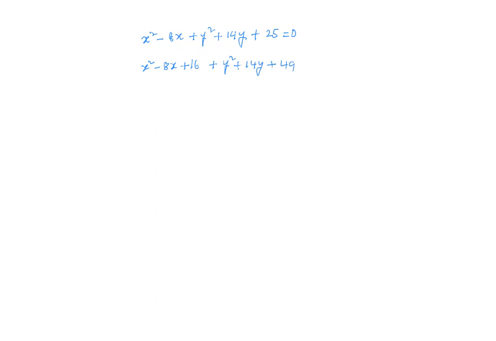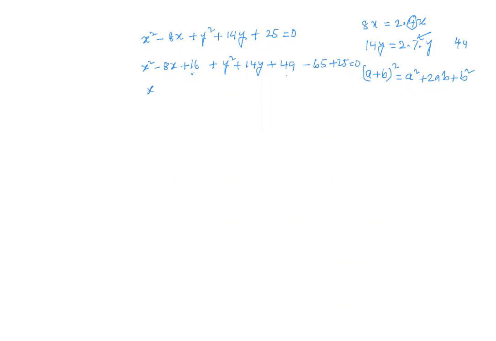Now, how am I coming up with these numbers? Easy. 8x, you could write it as 2 times 4x, right? So this 4 is going to be squared. 4 squared is 16. 14y is equal to 2 times 7 times y, right? You square that 7, which is 49. That's how I got it. Remember, a plus b whole square is equal to a square plus 2ab plus b square. So I added 16 and 49, which is 65. So I added 65, I subtract 65, and then plus 25 is equal to 0.